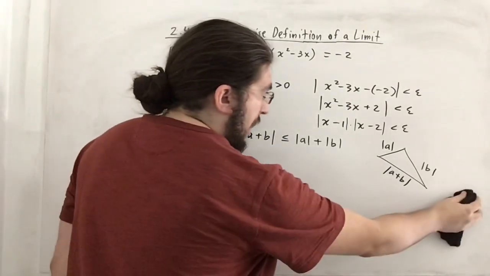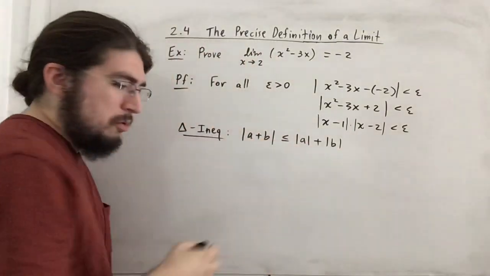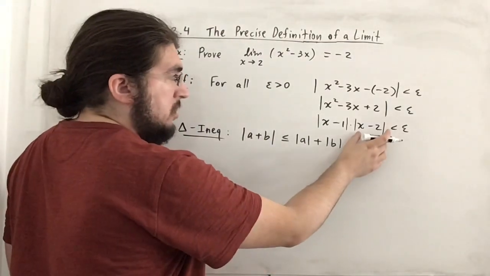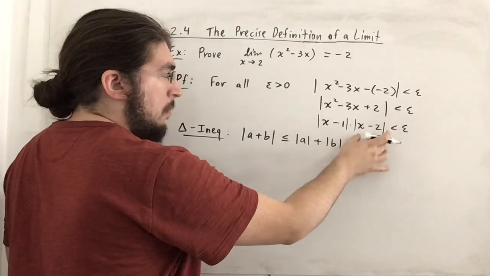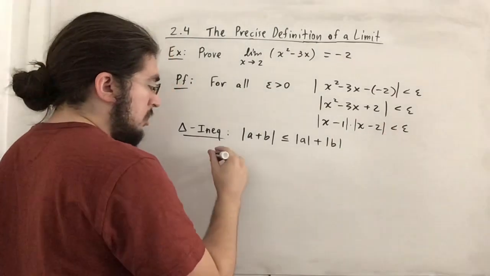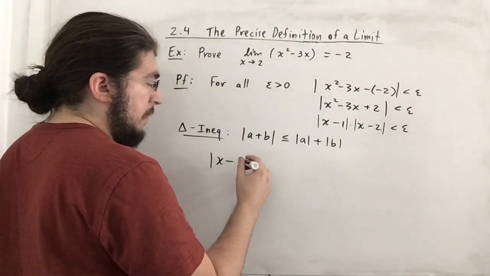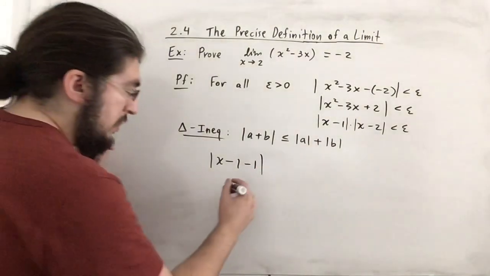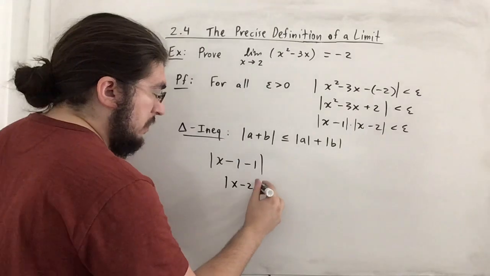So now that we have an understanding that this is true, hopefully that was okay, I'm going to try to use it with x minus 2. But I want to get x minus 1 involved. So I'm going to write the absolute value of x minus 2 as x minus 1 minus 1. So this is just the absolute value of x minus 2, notice.